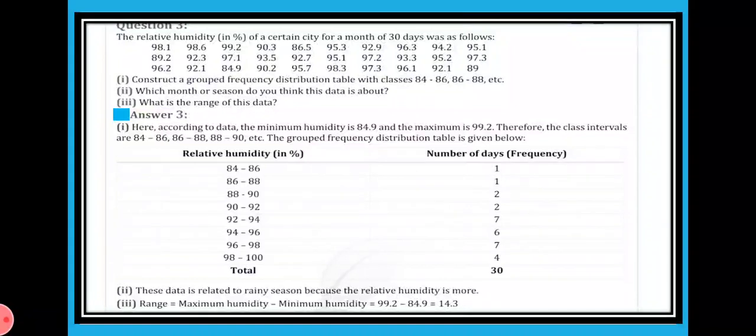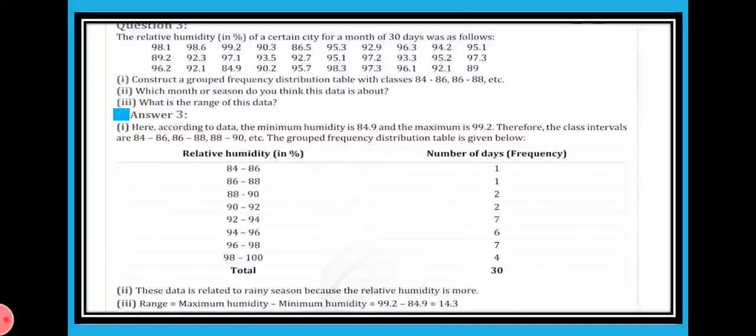After that, in the last row you have to maintain the total. Cross-check your frequencies so that we don't miss any information in the data. Yes, so the total number of days is coming 30, and 30 days of information is already given.